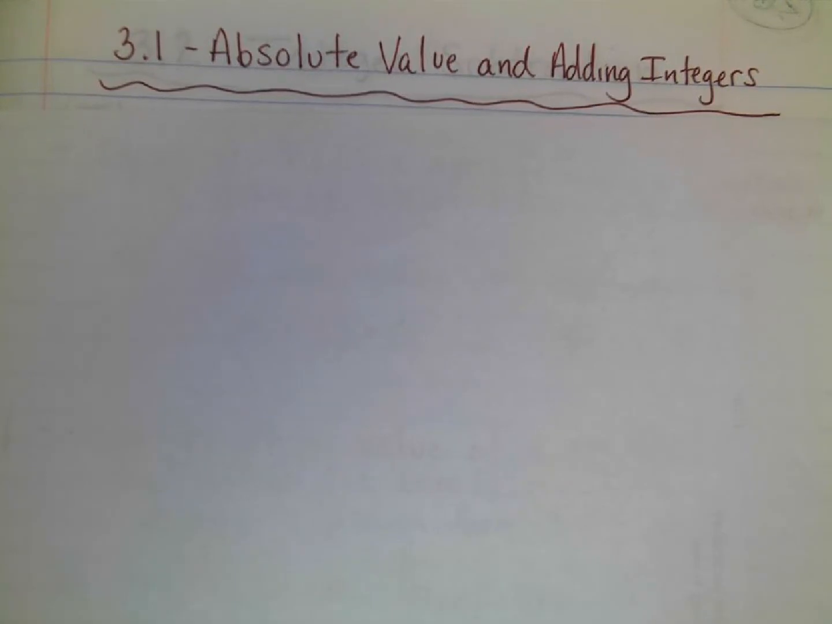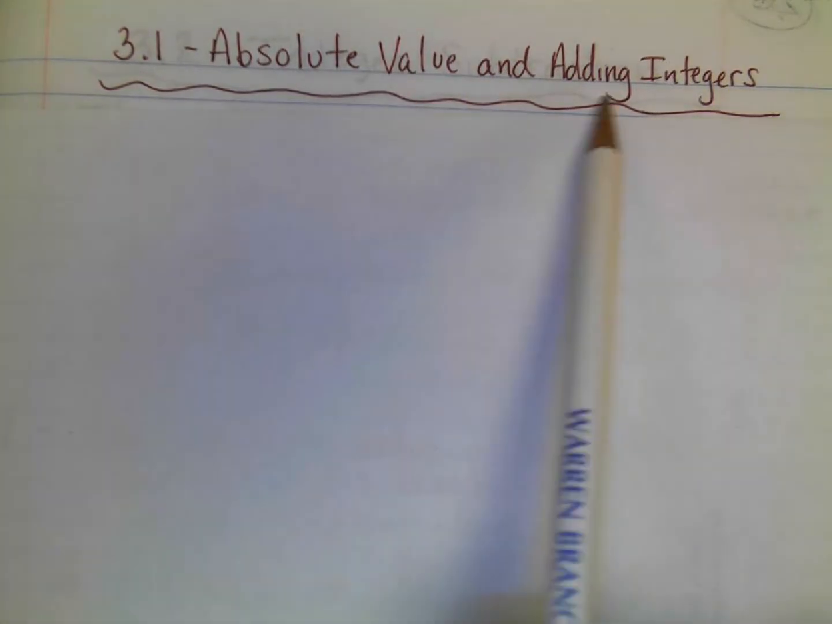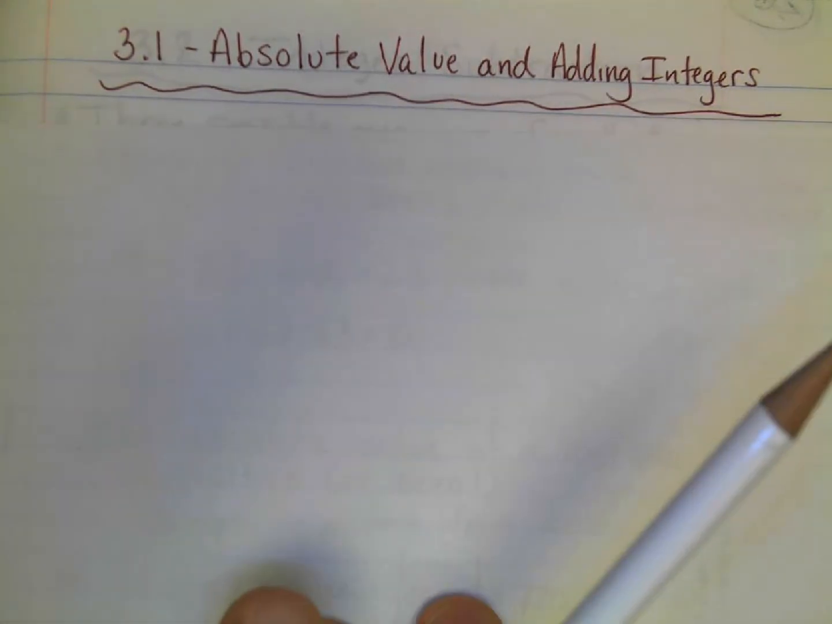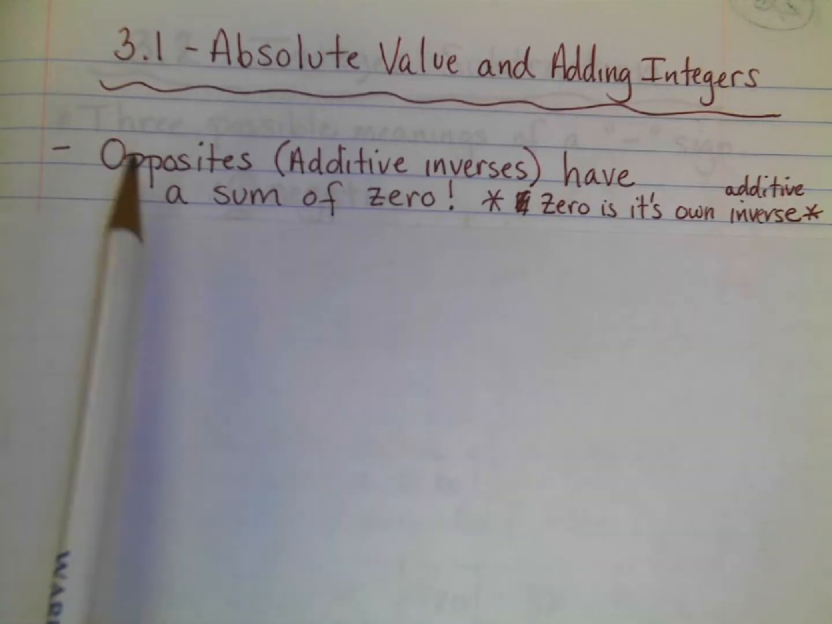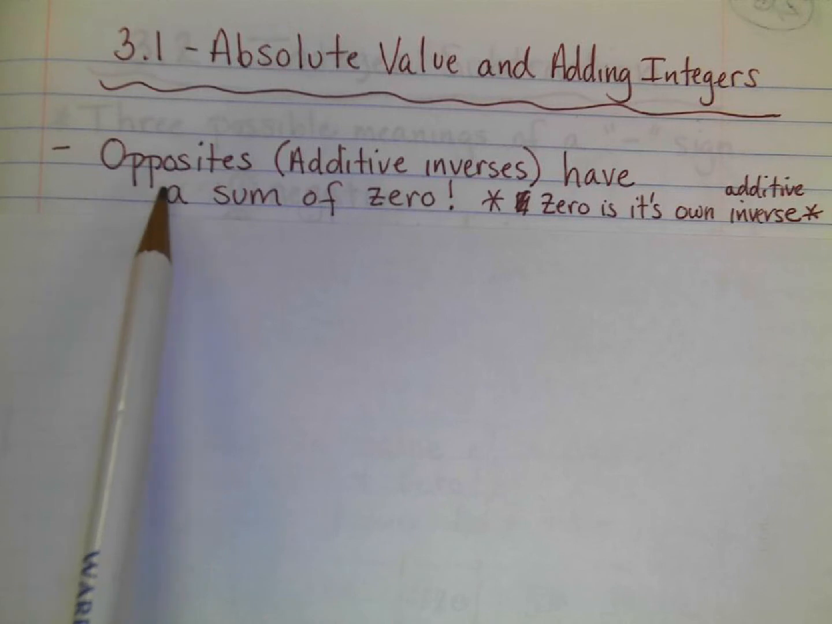So as you can see, we're jumping to section 3.1, absolute value and adding integers. All right, so let's first talk about the integers and how we're going to use them. When solving equations, we're going to need to do opposites. So we're going to talk about opposites first.